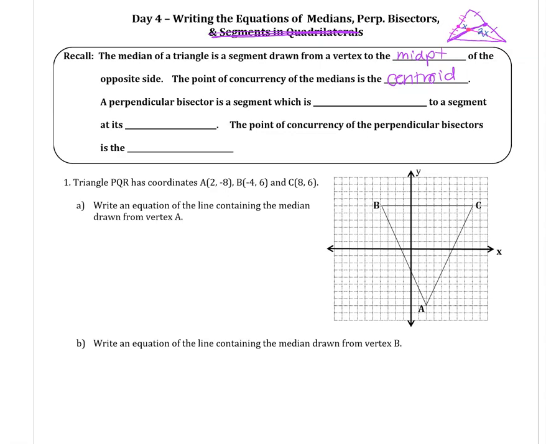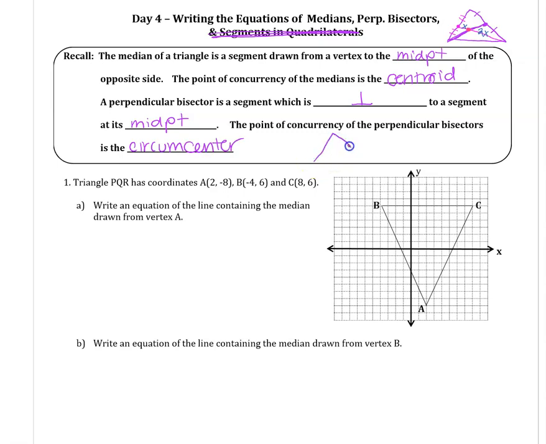We also talked about perpendicular bisectors. A perpendicular bisector is a segment which is perpendicular to a segment at its midpoint. The point of concurrency of the perpendicular bisectors is called the circumcenter. And this is something that we actually covered back in Unit 1.